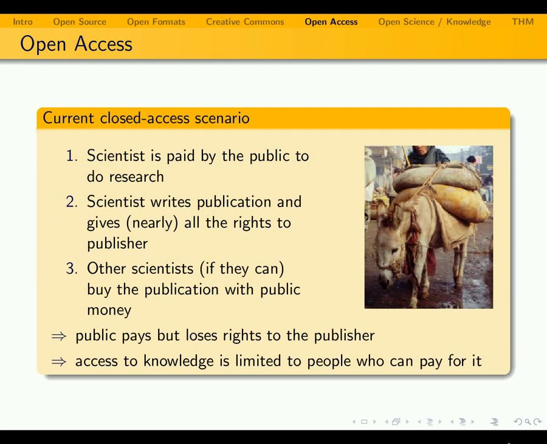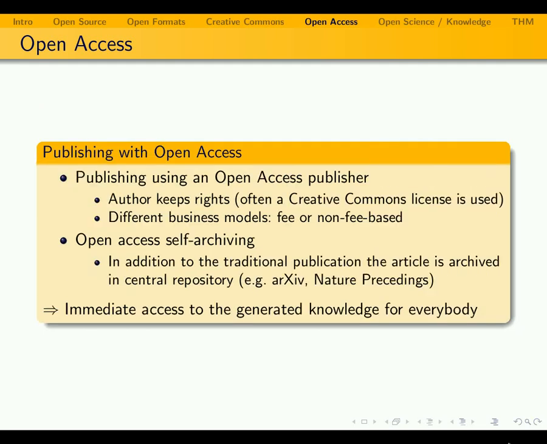Other scientists want to build on the new knowledge and buy the publication from the publisher, if they can afford it. This means the public pays for the research but loses all the rights to the publisher and the knowledge access is limited. Open access provides an alternative to this and makes the created knowledge available for everybody. There are two different ways of implementing open access. The first one is using an open access publisher who's paid by the author or has other business models. Importantly, the author keeps the rights of the publications, which is now freely available.